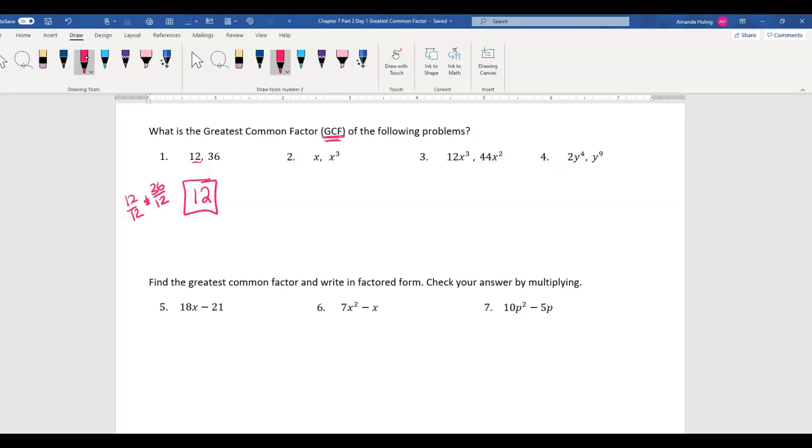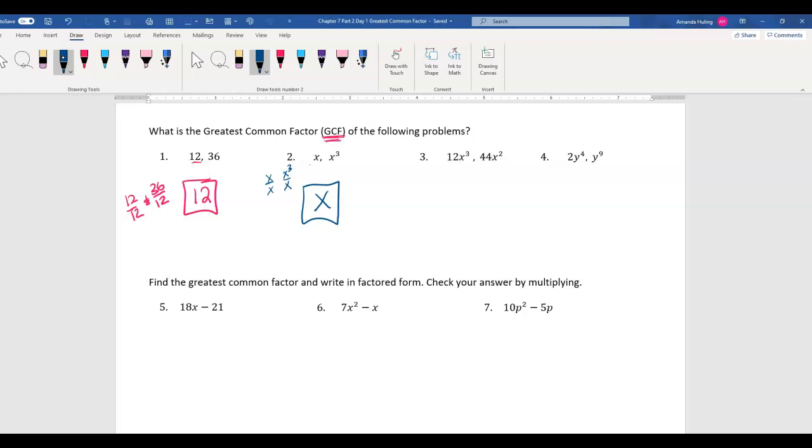So you're going to do the same thing when you come across variables. I'm going to go to my one with the smallest exponent, which is x, and ask, can I divide both of them by x? And of course you can. I can divide x by x and I just get 1, and I can divide x cubed by x and I get x squared. Remember, it has to be divided by them both evenly. So my greatest common factor for number 2 is x.